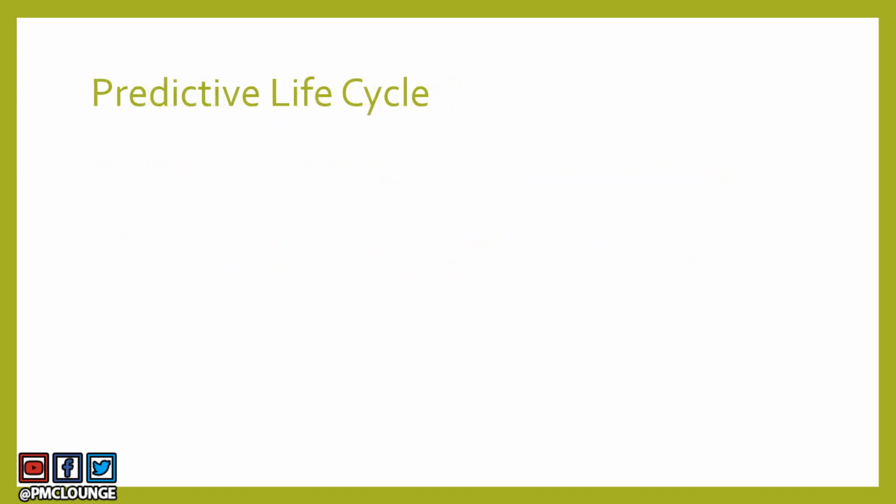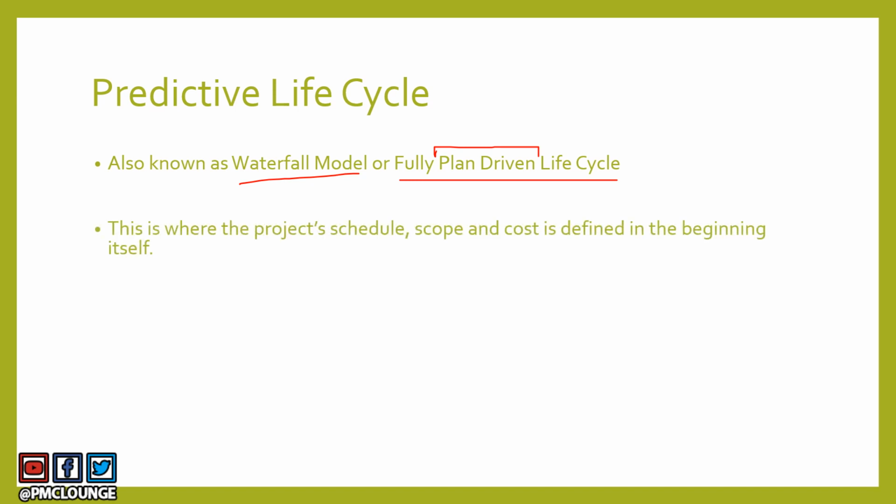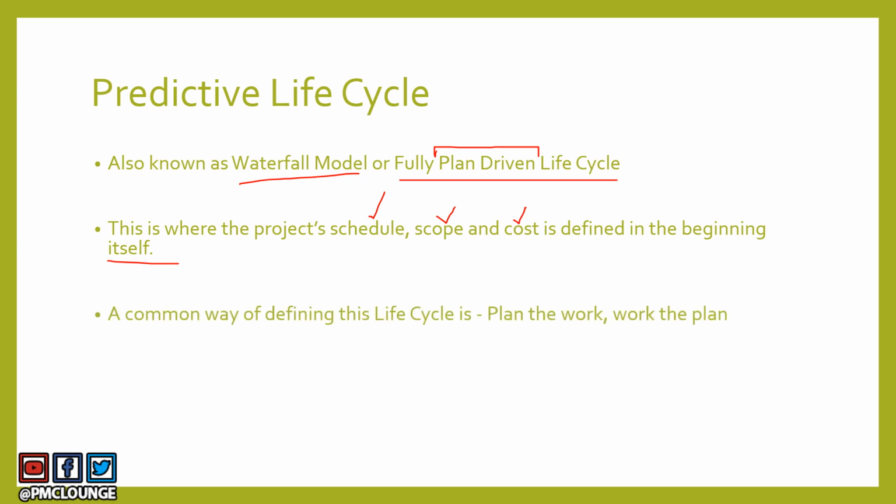The first one is predictive life cycle, also known as classical project management, the waterfall model, or fully plan driven life cycle. So this is plan driven life cycle, plan driven pattern of work. So your project schedule, scope, and cost is defined in the beginning itself. So you have defined what the schedule is going to be, what the cost is going to be, what the scope of the project is going to be. You have all that defined right in the beginning of the project itself.